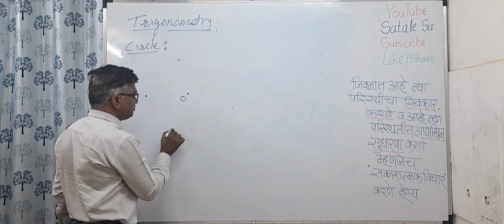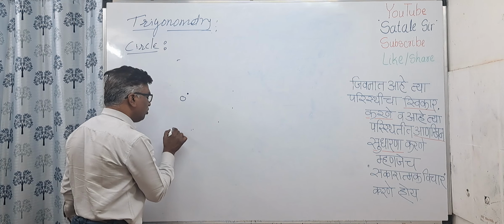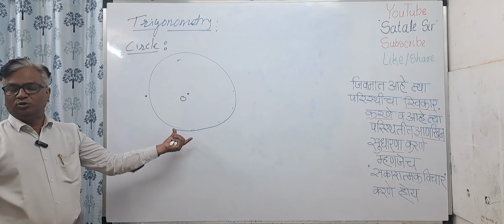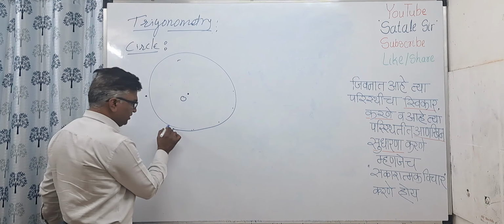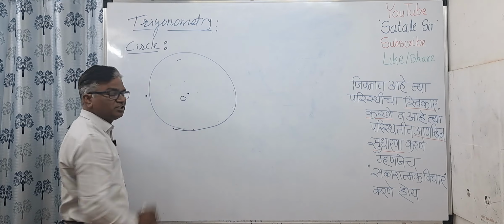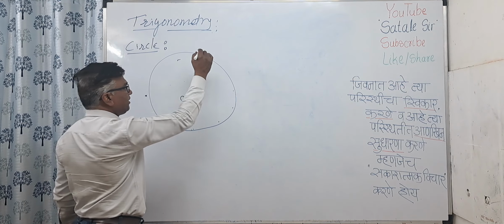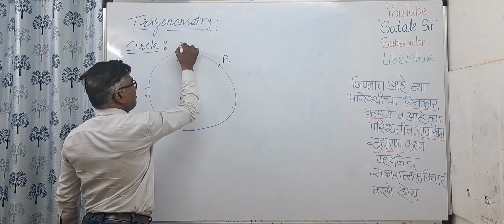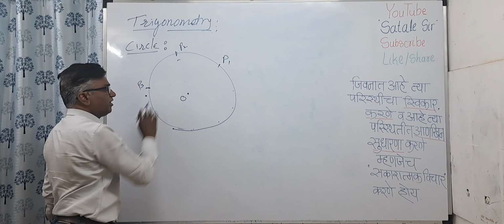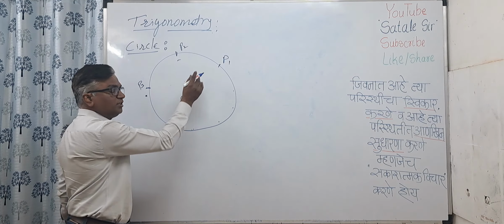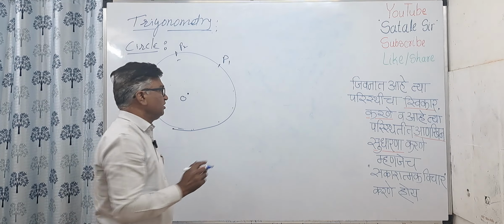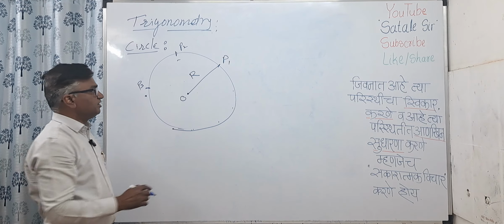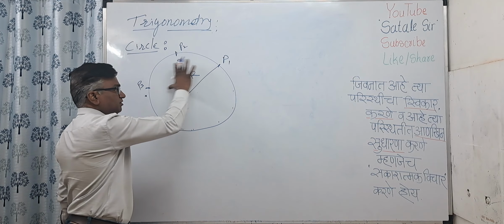Now the locus of such points means what? You will have infinite points. If I join all these infinite points, then it will look something like this. This may not look like a circle, but this is a locus of all points which are equidistant from point O. That means any point here, whether it is here, here or here, all these points P1, P2, P3 are at some equal distance from point O, and that equal distance is denoted as capital R, and it is called the radius of this circle.